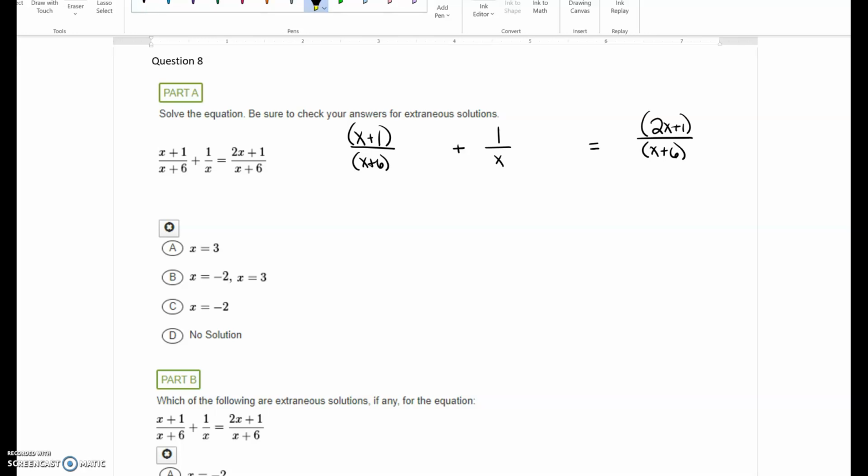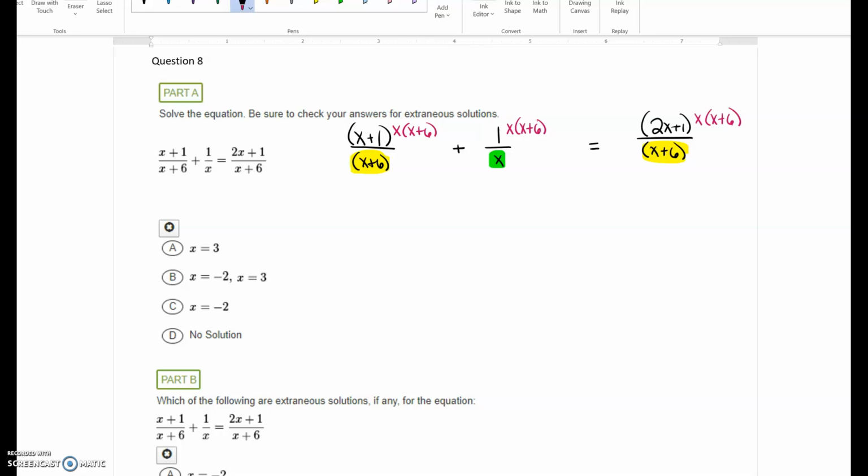Okay, now what denominators do we see? We see x plus 6, that one happens twice, and we see x. I'm going to multiply the tops of everything. I'm multiplying every single term by those denominators. So I'm going to multiply everything times x and x plus 6. I should probably do this in a different color, actually. x plus 6, x plus 6, x plus 6.